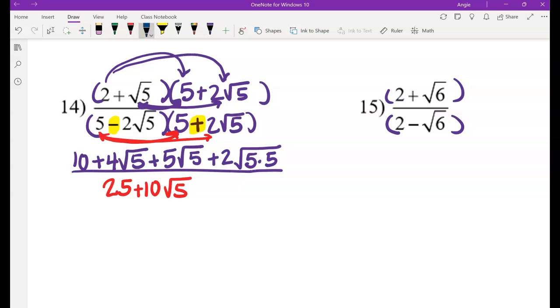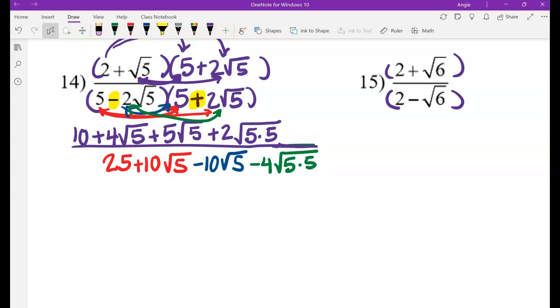Then this right here, negative 2 rad 5 times 5 is negative 10 rad 5. Then I'm going to use green. Now, negative 2 rad 5 times a positive 2 rad 5 is negative 4, okay? Rad 5 times 5, aka rad 25. So for this first one, I'm just going to write and show you all of the steps, okay? The next two, I might go a little bit faster.